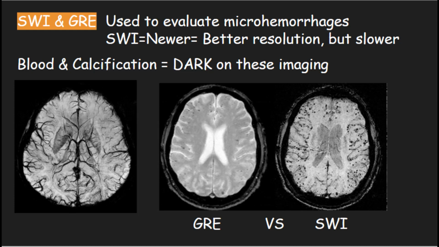How about SWI and GRE? It is worth knowing that SWI is newer version of GRE, which has better resolution, but it is slower to perform. They both are used to evaluate microhemorrhages and calcified lesions. Recall that hemorrhages and calcified lesions can also be picked up by CT scan, and we call it hyperdensities when they do. But these sequences of MRI are used to pick up more subtle lesions, which would be difficult to visualize on CT scans.